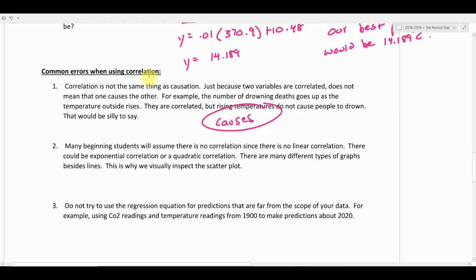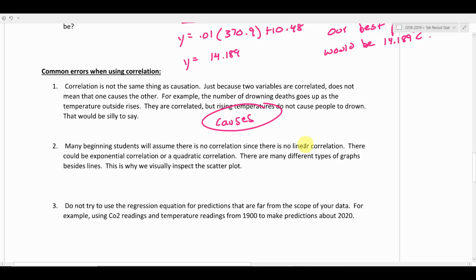If you see this and you know that the statement is false, we can't establish causation using correlation techniques. Okay. Number two, most common error, many beginning students will assume that there is no correlation because there is no linear correlation. Most statistics classes start off examining linear correlation, so that's typically all students see if they don't take any more of the advanced courses.